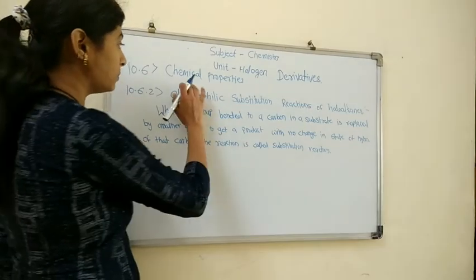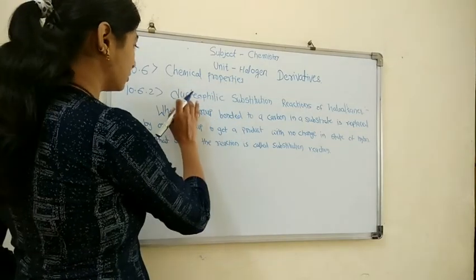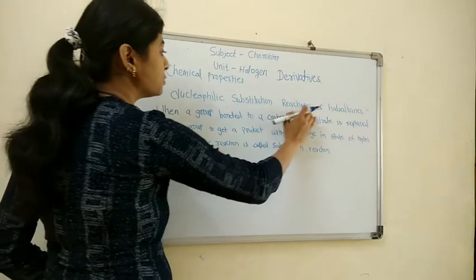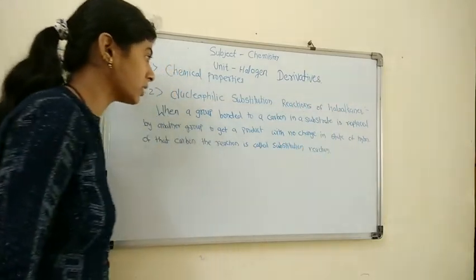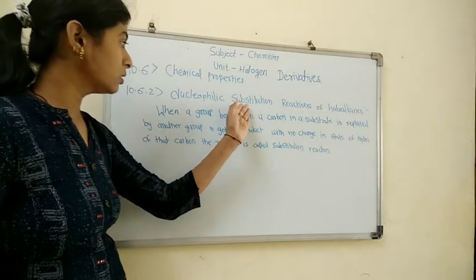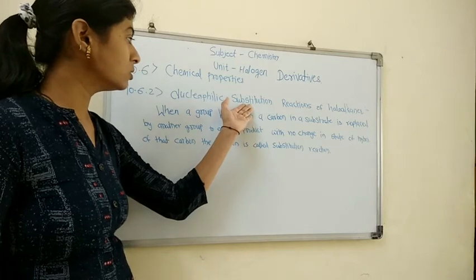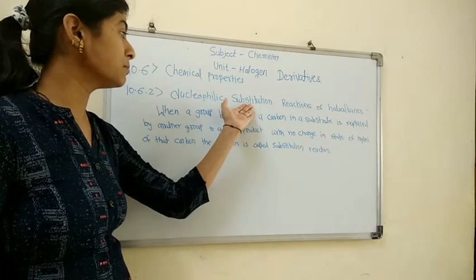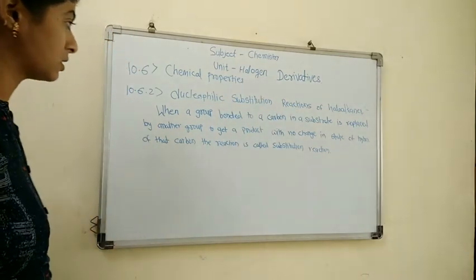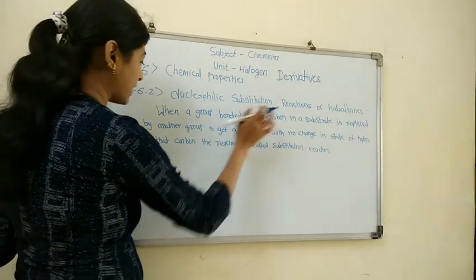Now moving toward chemical properties. First one is nucleophilic substitution reactions in halogens. Now firstly we can understand what is meant by substitution reaction. Now what is substitution reaction?